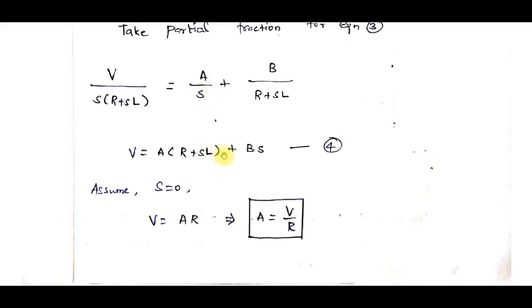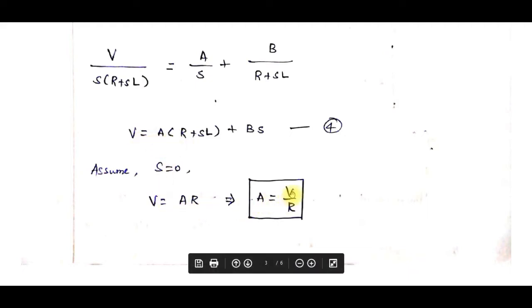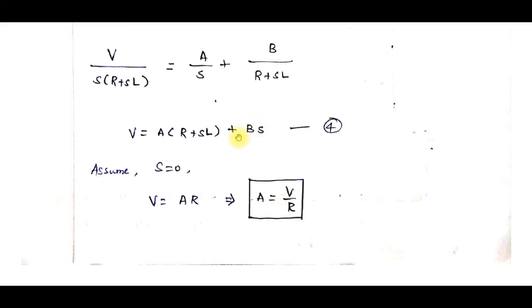For finding a, we need to eliminate this part, so substituting s equal to 0. If we substitute s equal to 0, this part will be cancelled, so we will get v equal to a into R. Then a equal to v by R. Okay, then we want to find the b value.